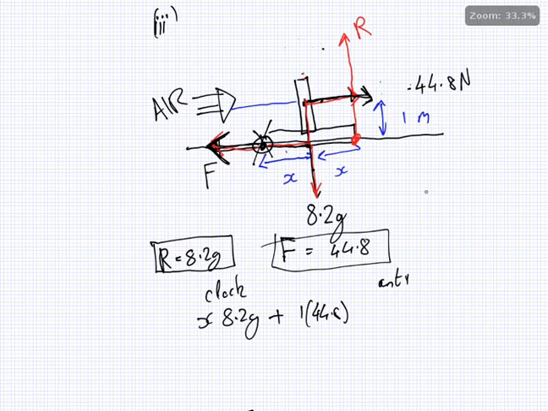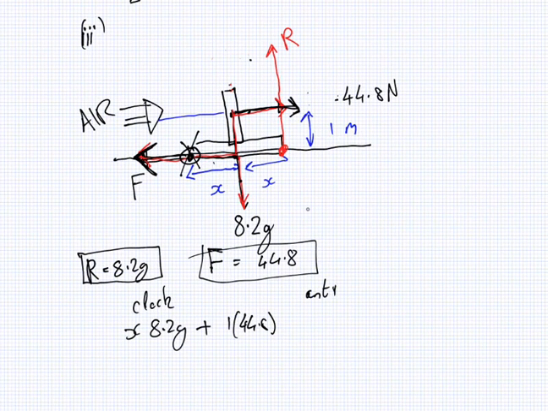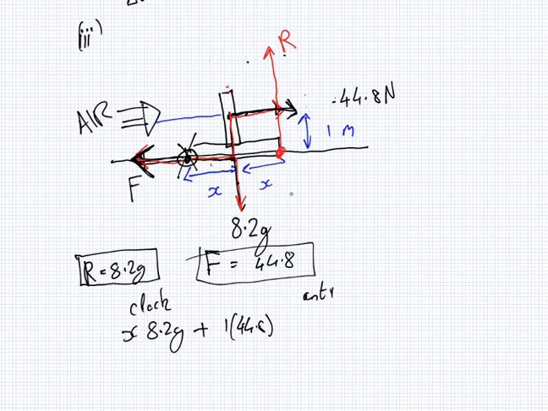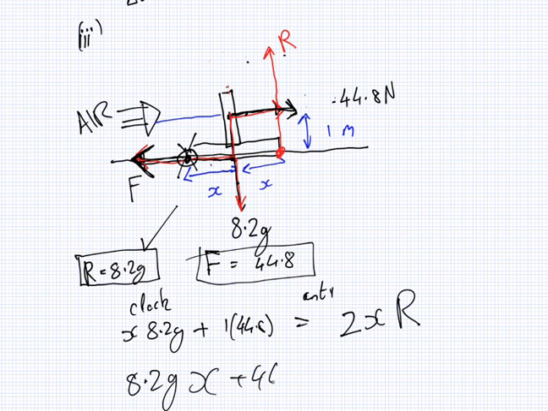And then, let's see, who? This one here, clockwise or anti-clockwise? Anti-clockwise. And what's the distance? 2x, isn't it? Yeah. 2x multiplied by R. Do you know what R is? Yeah. So you can have 8.2 gx plus 44.8 equals 2x multiplied by 8.2 g.